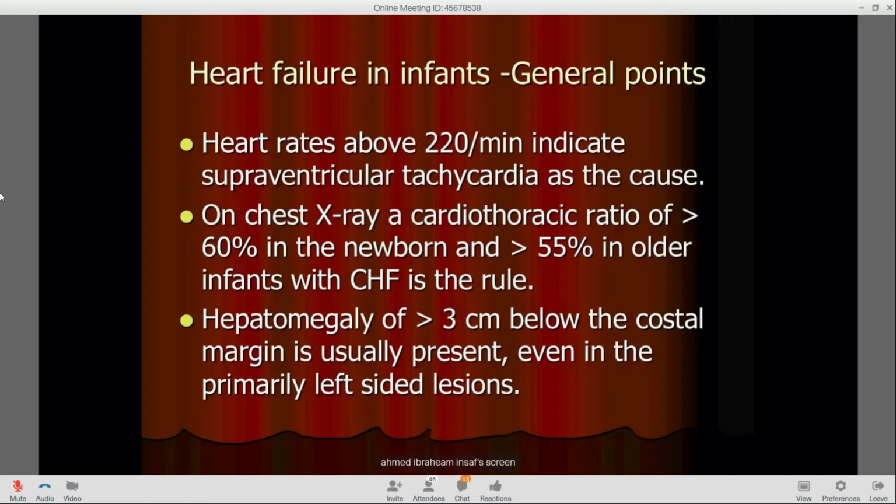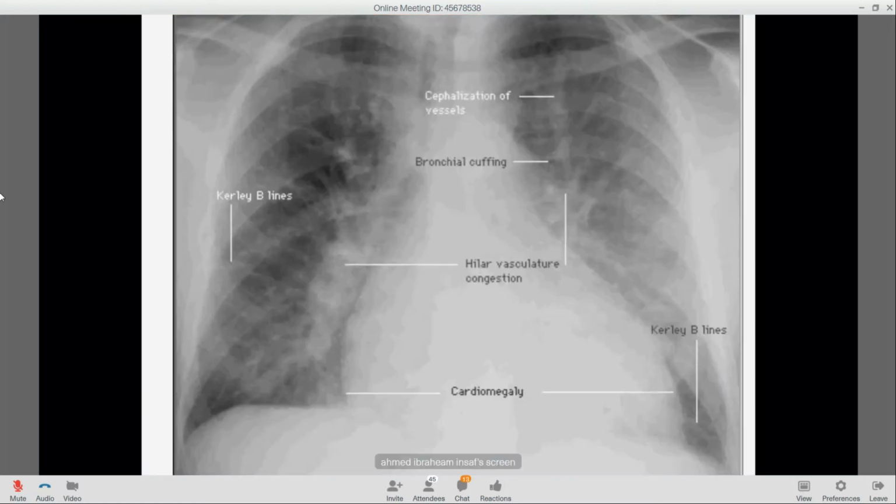As we mentioned, the cardiothoracic ratio is more than 60% in a newborn and 55% in an older child. Hepatomegaly is 3 cm below the costal margin. So this is the cardiomegaly: the maximum diameter of the heart to the maximum diameter of the chest. This is a sign of pulmonary vascular congestion, with curly lines, in the lung with cardiomegaly.